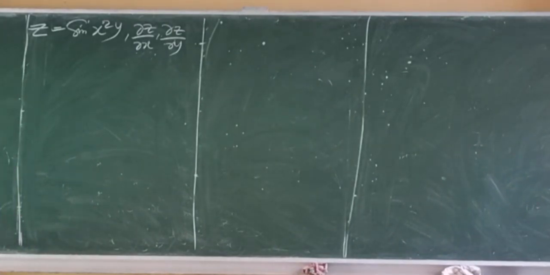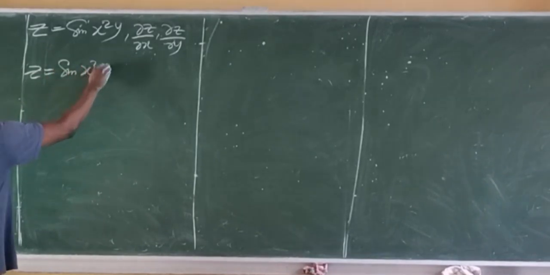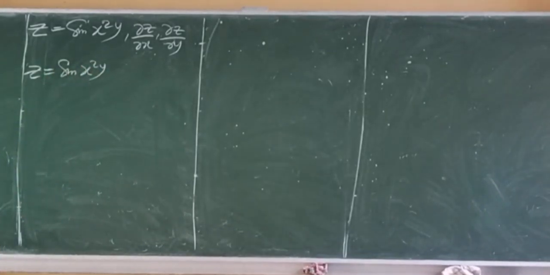Now let's say we are given the question z equal to sin(x squared y), and we're asked to find partial z partial x and partial z partial y. So z equal to sin(x squared y). I will show you the normal approach. I will also show you the shortcut approach.